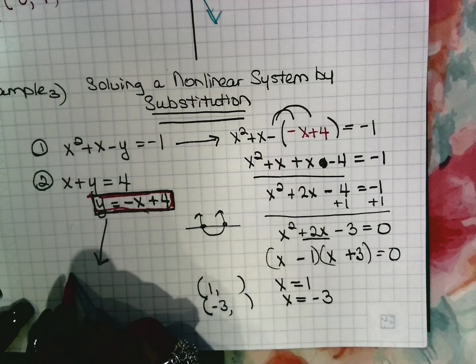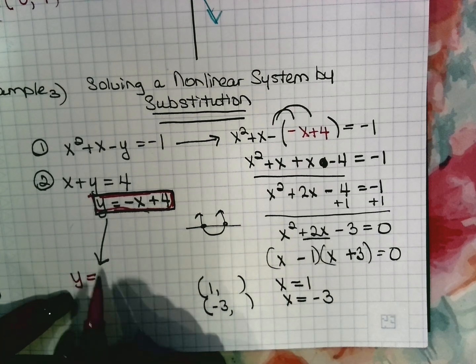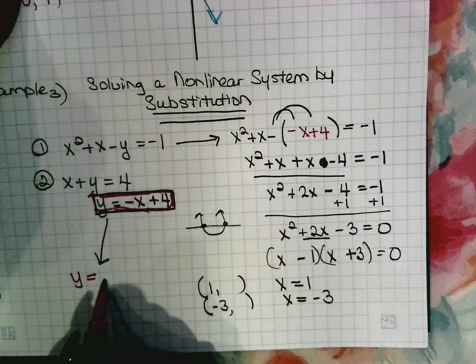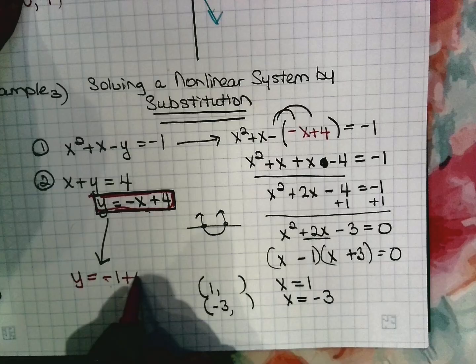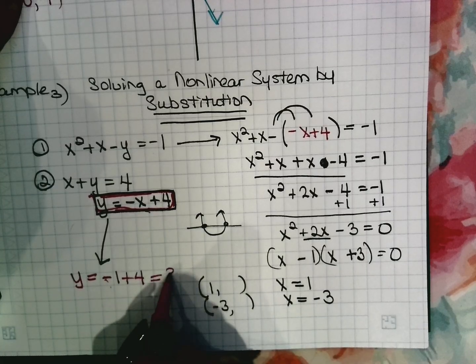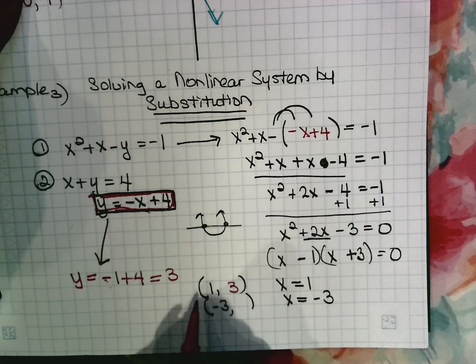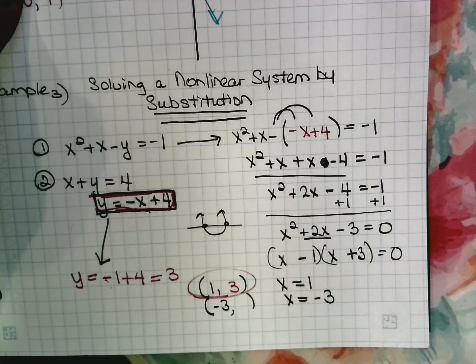And so we're looking for y. Y equals negative x plus 4. We're using 1 first. So that's negative 1 plus 4. And that's going to give me 3. So that's my first solution.